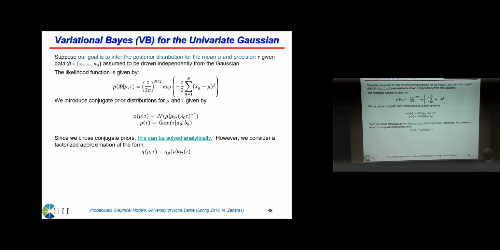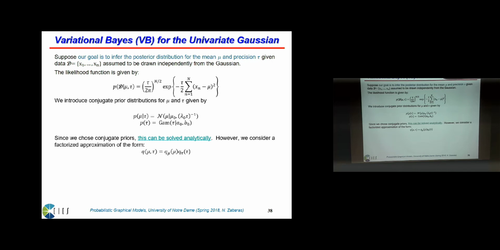So I'm going to take the priors on mu and tau to be what's called a normal gamma distribution. Given tau, the distribution of mu is a Gaussian, and then for the precision tau, you put a gamma distribution as a prior. For these priors and this likelihood, there is an analytical solution for the posterior. We pretend we don't know what that solution is. We don't really care right now.